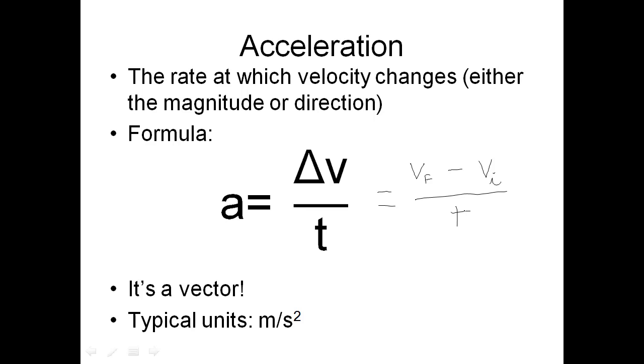Now, acceleration happens to be a vector, which means acceleration itself is going to have not only a number and a unit, but also a directional aspect to it. And then the units for acceleration are meters per second squared. Now that's pretty strange, right? We'll talk about why those units come about in an example problem. Let's take a look.